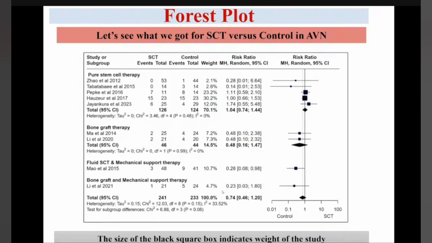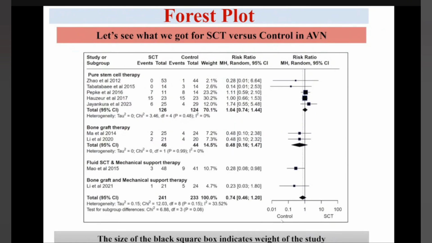Okay, so here you are saying the result is showing 0.74. How do we read this 0.74? What we do is 1 minus 0.74, we get 26. So we say there is a 26% chance that SCT is better than the control. So we are saying only a 26% chance that it is better than the control.